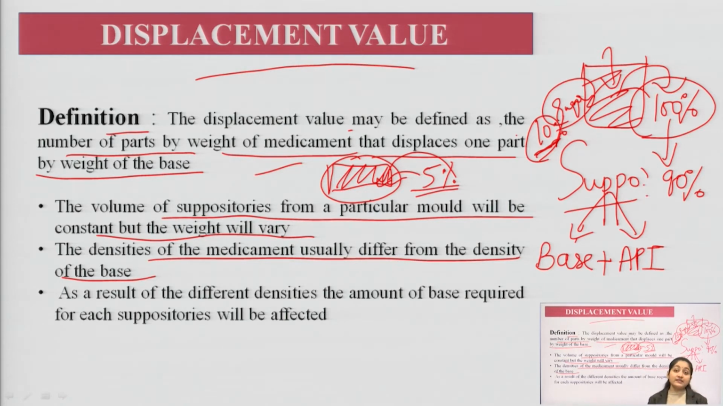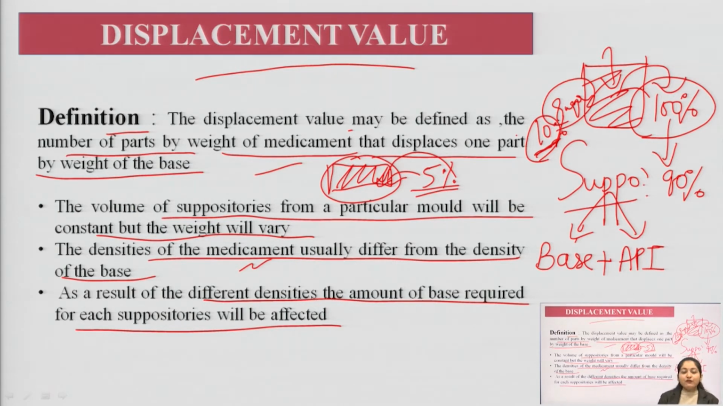If the density used is of the base, it is going to be completely different. When the medications or the API are used, the density of the medication is going to be completely different. So depending upon the density, the weight is going to vary when you are adding API or when you are adding base. Moving ahead, as a result of the different density, the amount of base required for each suppository is going to be affected.